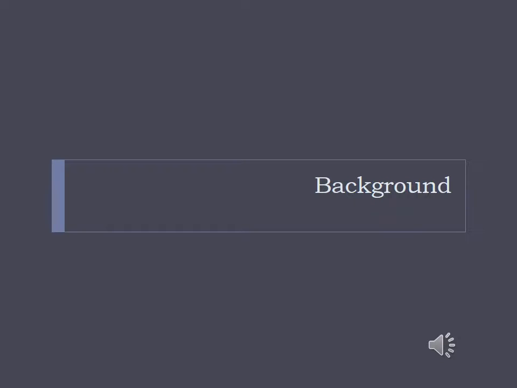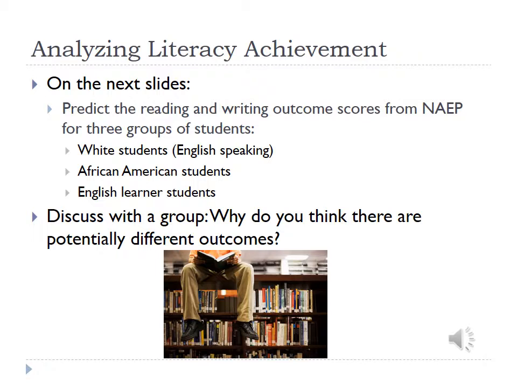Now let's get into some of the background about reading and writing. In this section, you'll learn more about the state of reading and writing nationally. Each year, a subset of American students take the National Assessment for Educational Progress, or NAEP. This test is often called the nation's report card because it's one of the only tests used across different states to see how students are doing at a national level.